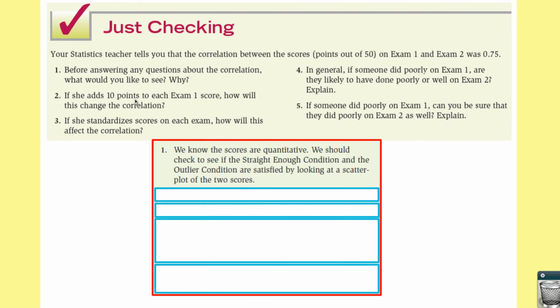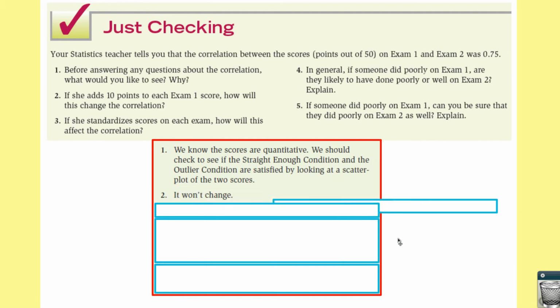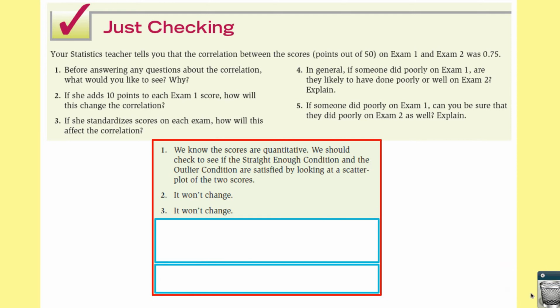All right, so now if I add 10 points to each exam 1 score, will that change the correlation? I hope you answered, that's not going to change anything, right? Adding 10 to all my data shifts everything up, but how they're related to each other isn't going to change. Then, if she standardized the scores on the exam, will that affect the correlation? Well, getting those z-scores, it better not. That's how we want to see if they're related. If the z-scores changed the correlation, that's not good.